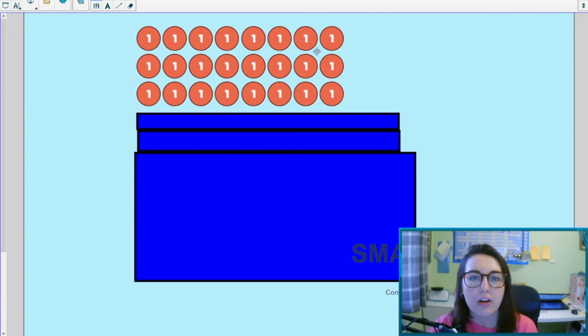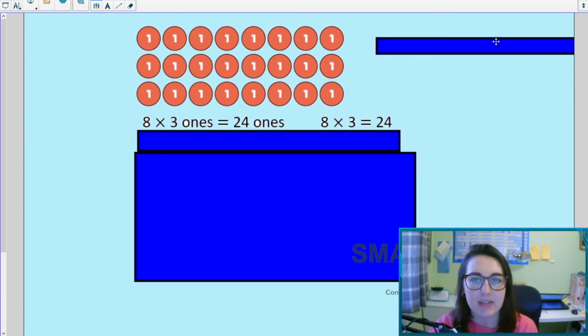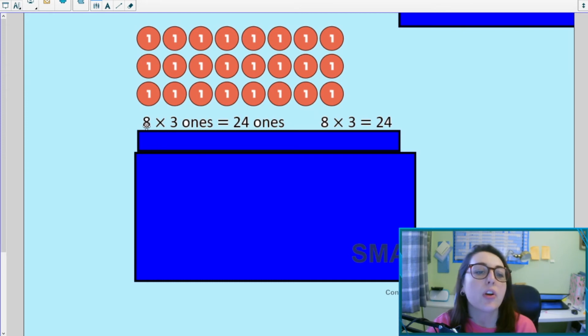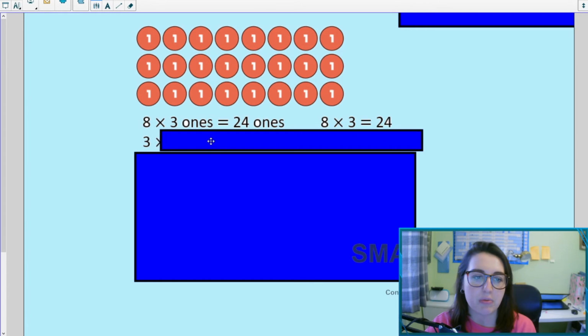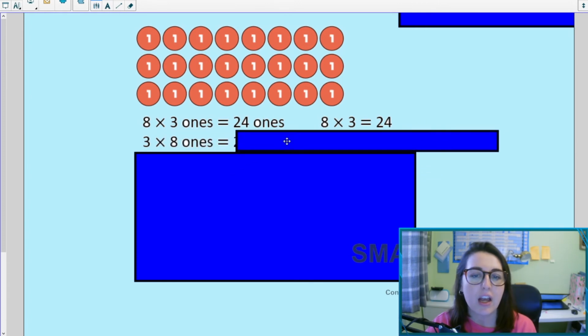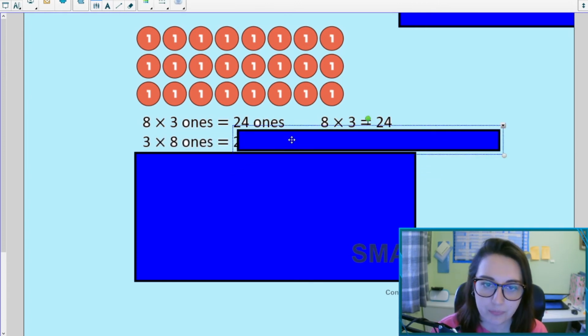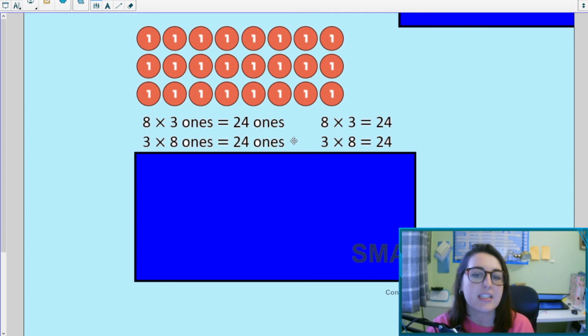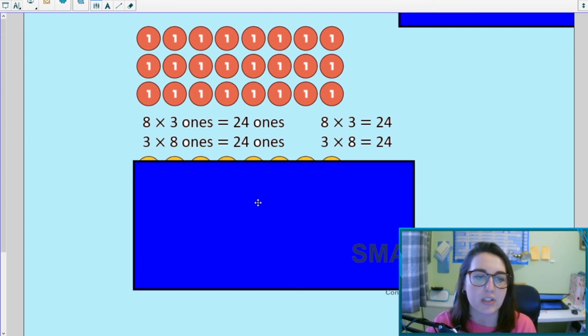Okay, we've got our array here, and what does the first bit say? So our first bit says we've got 8 times 3 ones, which is 24 ones. So 8 times 3 is 24. That is what this array is showing you. So this is the other way round, thinking about our related facts. 3 times 8 ones is 24 ones, 3 times 8 is 24.